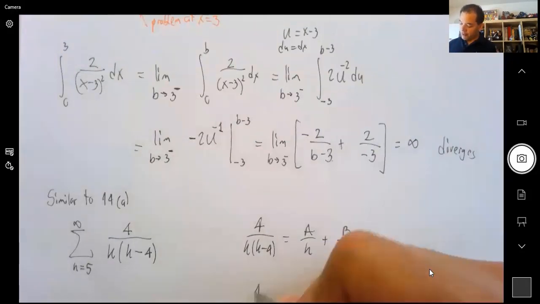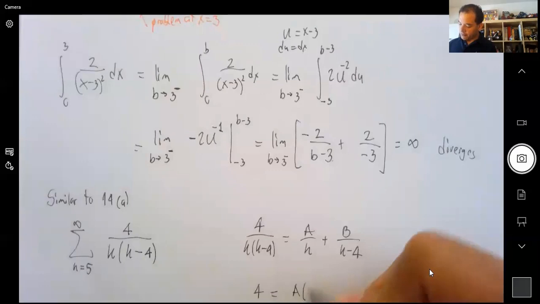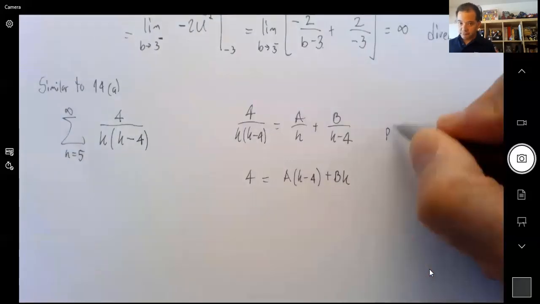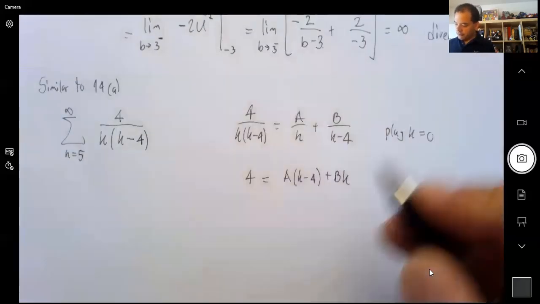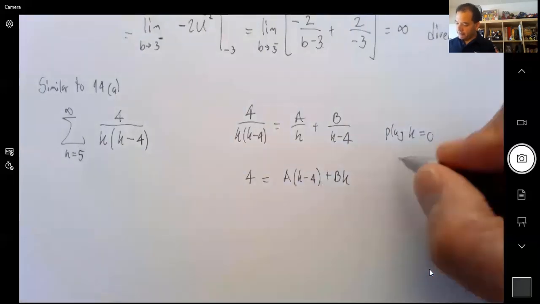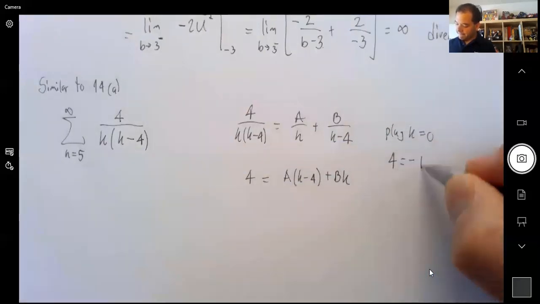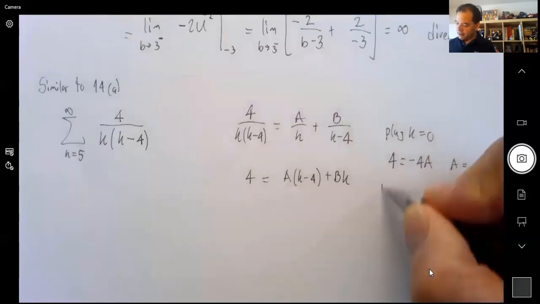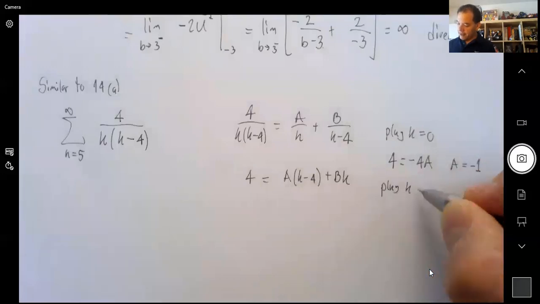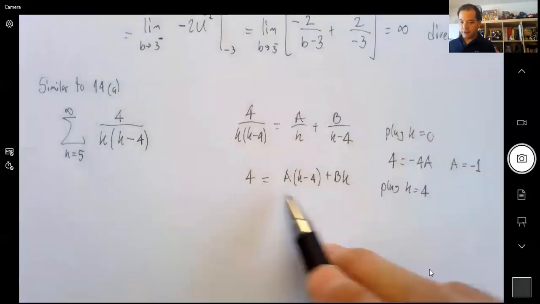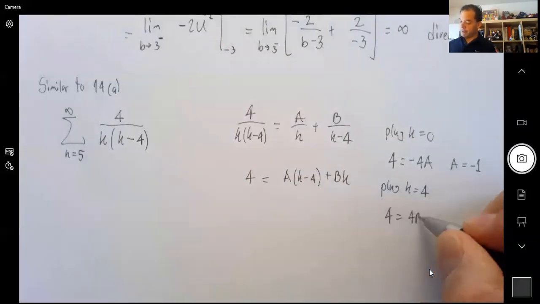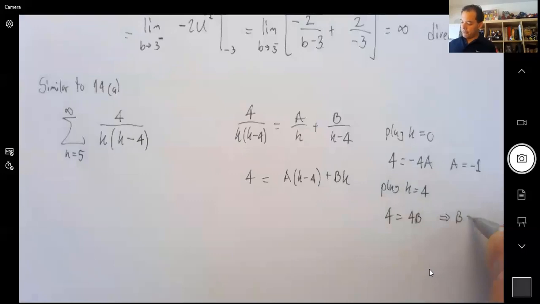So you want 4 to be a times k minus 4 plus b times k. And here there are easy values to plug. You can plug 0. If you plug 0, you get 4 equals negative 4a. So that means a is negative 1. And then you can plug 4. And if you plug 4, this becomes 0. And then you get 4 equals 4b. So b is 1. So negative 1 and 1.